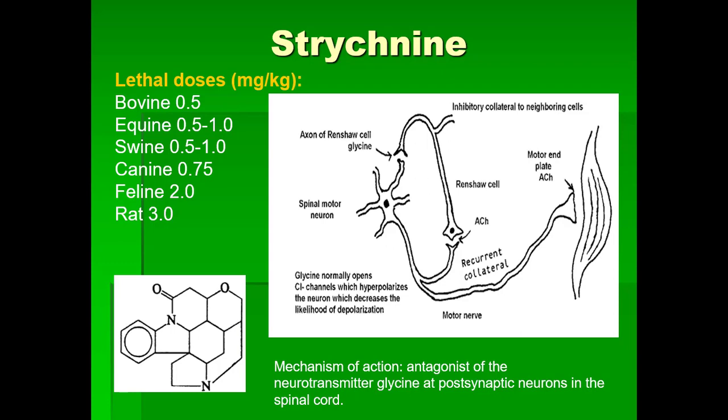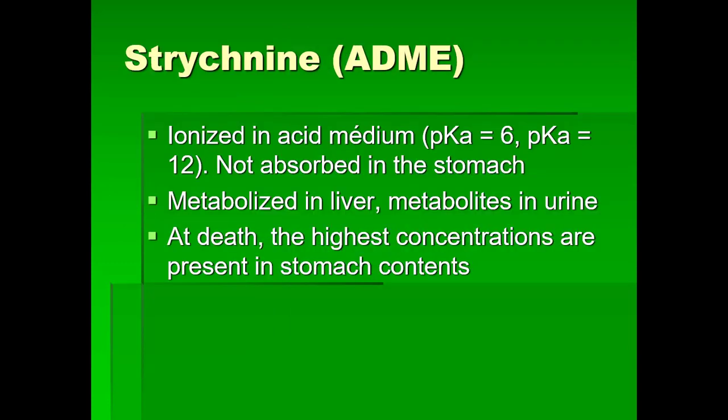Now, with regards to its toxicokinetics, it's poorly absorbed in the stomach because it's ionized in an acid environment. Once it gets absorbed in the intestines, it becomes metabolized in the liver and is excreted with the urine. And when the animal dies, the highest concentrations are going to be present in the stomach contents.